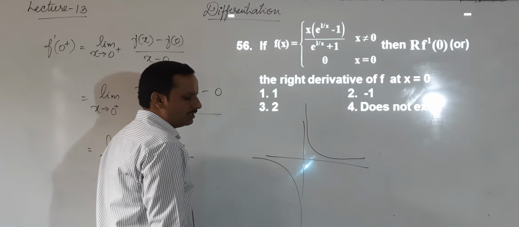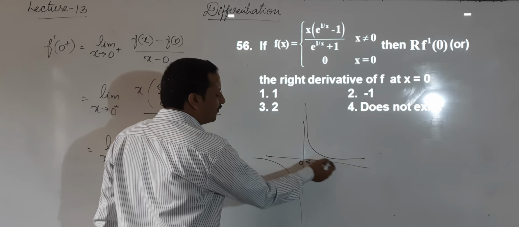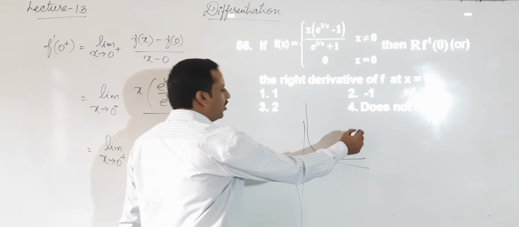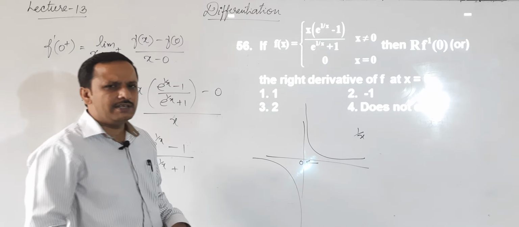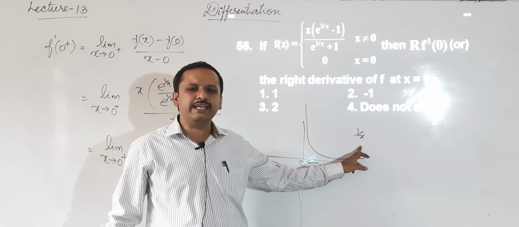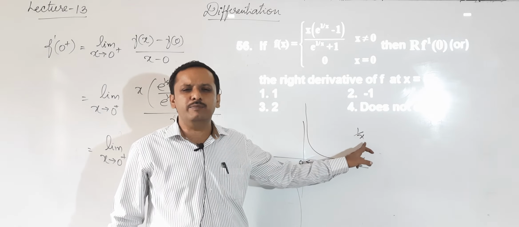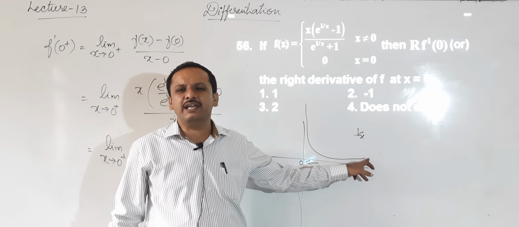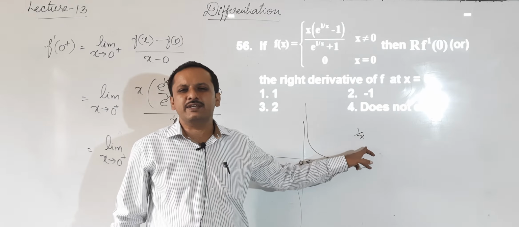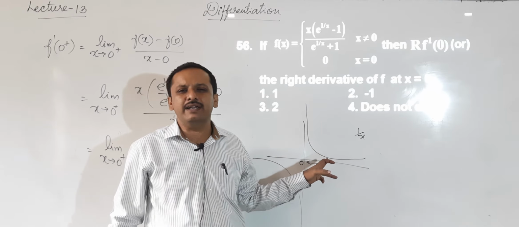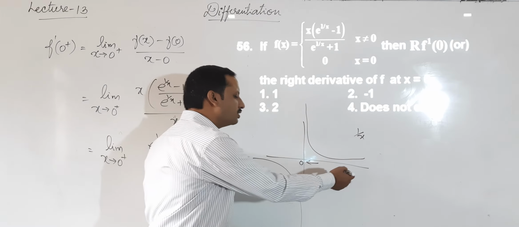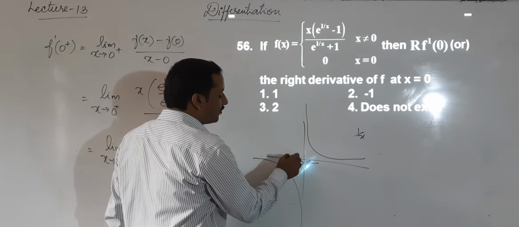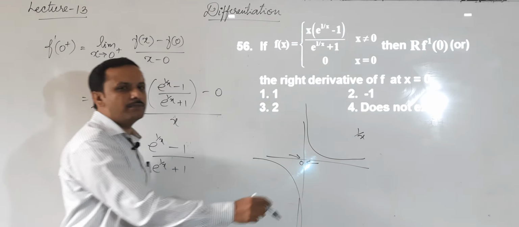This is a graph of 1 by x. As x comes closer and closer to 0 from right side, 1 by x will tend to infinity. Look at 1 by x, you go on putting positive values for x. If I take x as 1, 1 by 1 is 1. If I take x as 1 by 2, then 1 by 1 by 2 will become 2. If I put x as 0.1, then 1 by 0.1 will be equal to 10. If I put x as 0.01, then 1 by x will become 100. So as x comes closer and closer to 0 from right side, 1 by x will tend to plus infinity, and when x comes closer and closer to 0 from left side, 1 by x will tend to minus infinity.